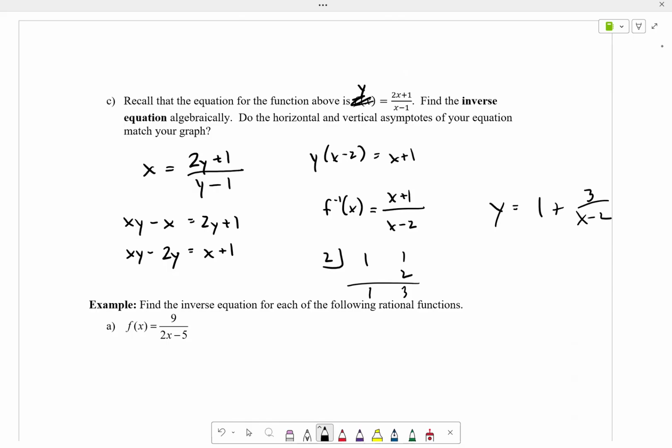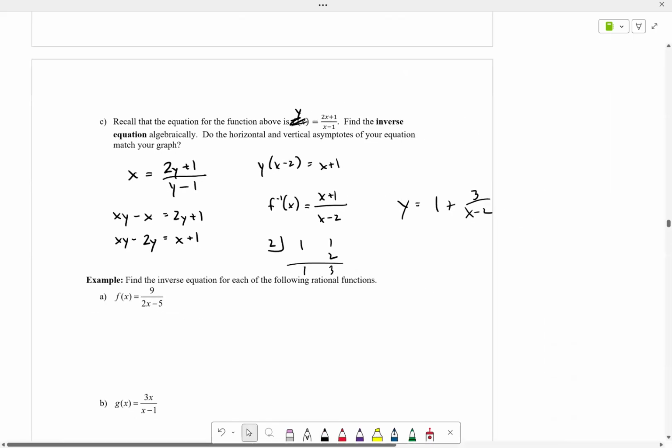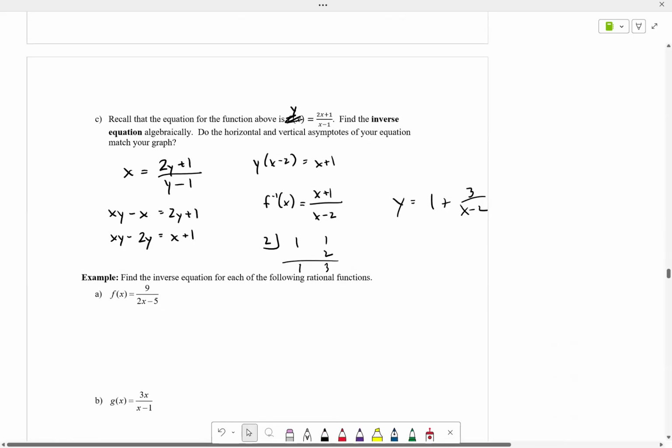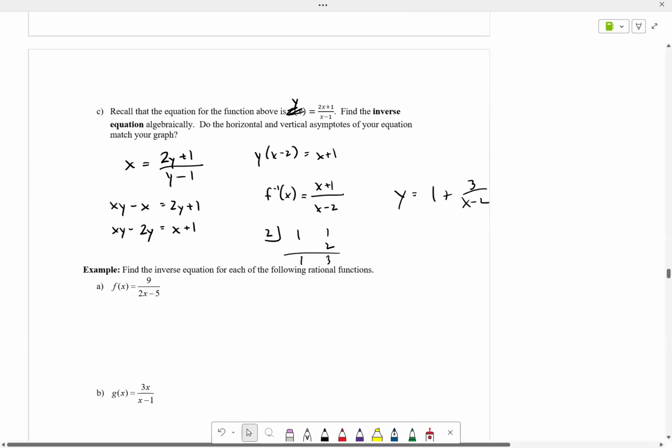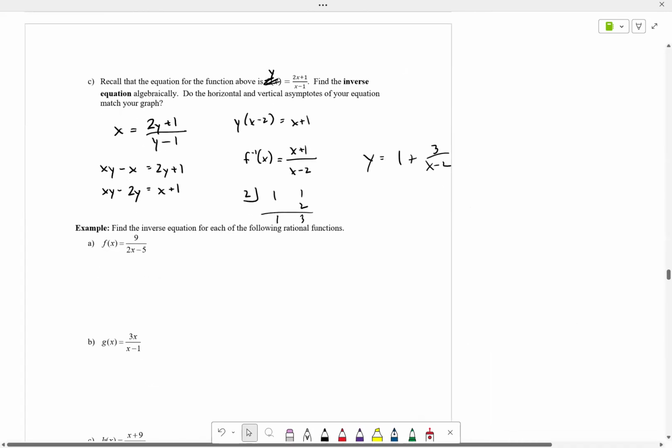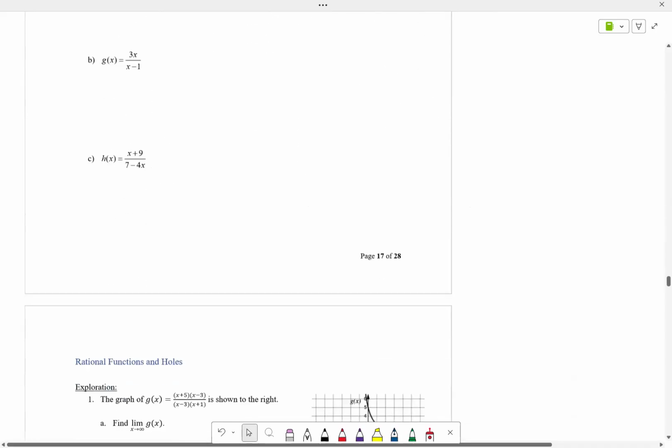We still have our 1 as our horizontal asymptote, an upward shift, and it's been stretched. Thank you. I think I did that right. Yeah, that's good. Okay. Let's move on. Any questions? Any other questions? Thank you, Nia.